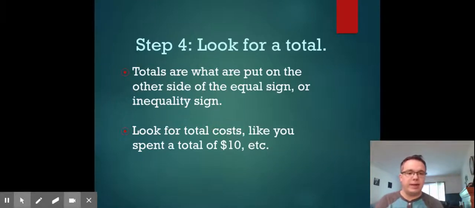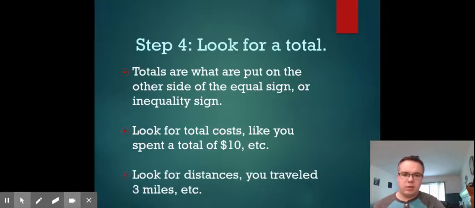$10. You spent $10. For distance, you went a total of 3 miles. So it's something that our total is, and we're going to put that on the other side of an equal sign. So now we have made an equation. We have a number times a variable plus another number equal to a number. So we've declared our variable, we've multiplied it by a rate, we've added something on, and we said equal to a number.